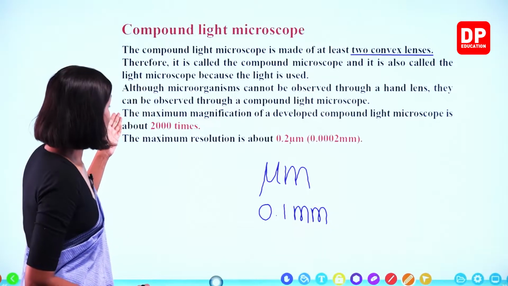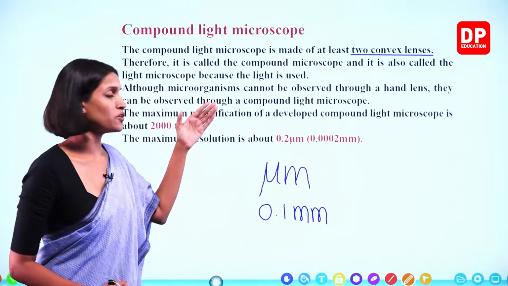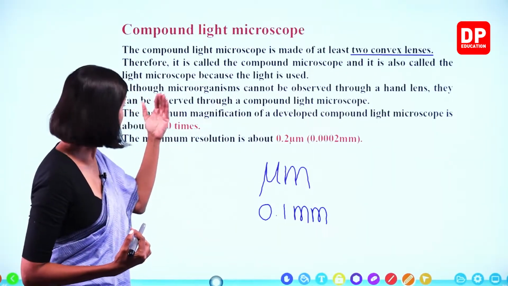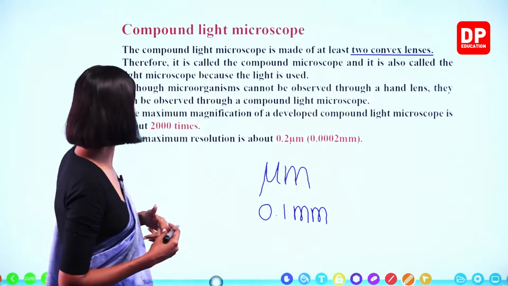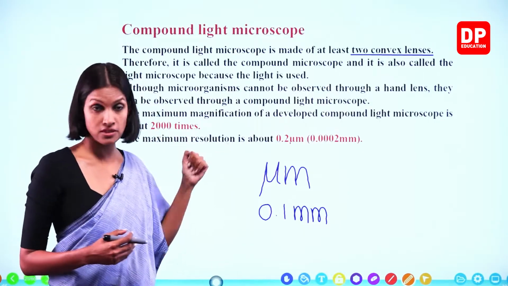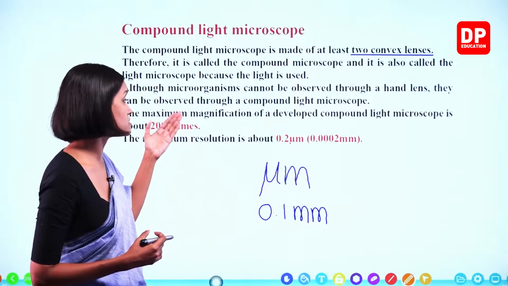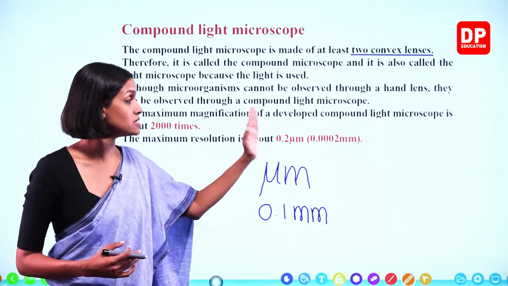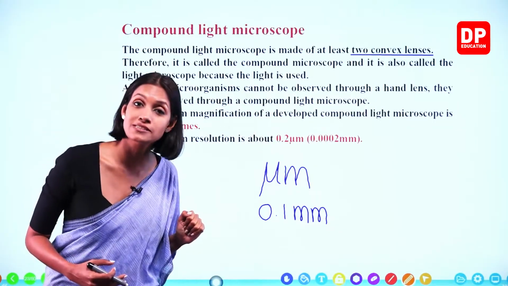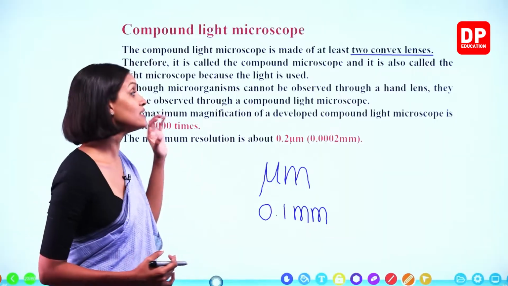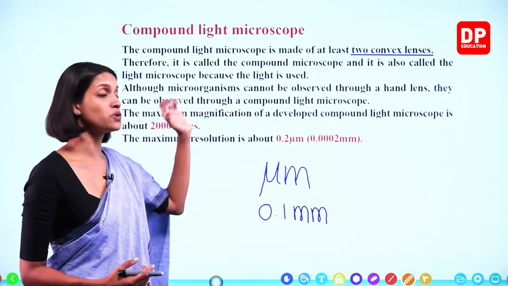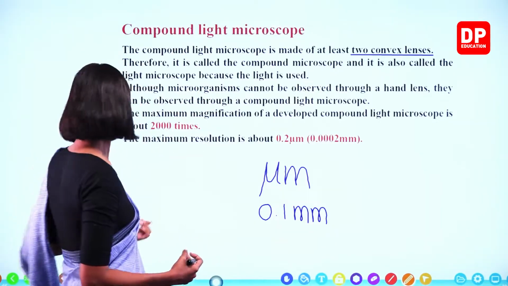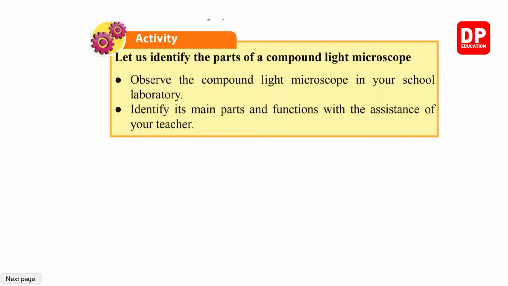So the maximum magnification of a developed compound light microscope. There are different types of compound light microscopes, right? The developed compound light microscope's magnification is about 2000 times, right? The resolution or resolving power is 0.2 micrometers or 0.0002 millimeters. Right, children? That is why we can observe microorganisms under the compound light microscope. Okay? Right. So we have this activity to do.